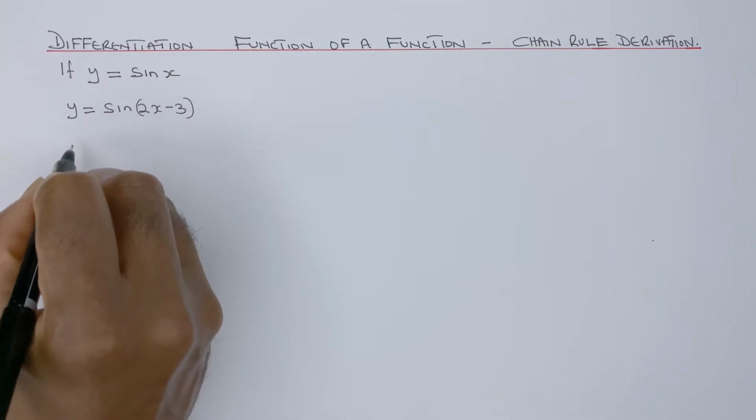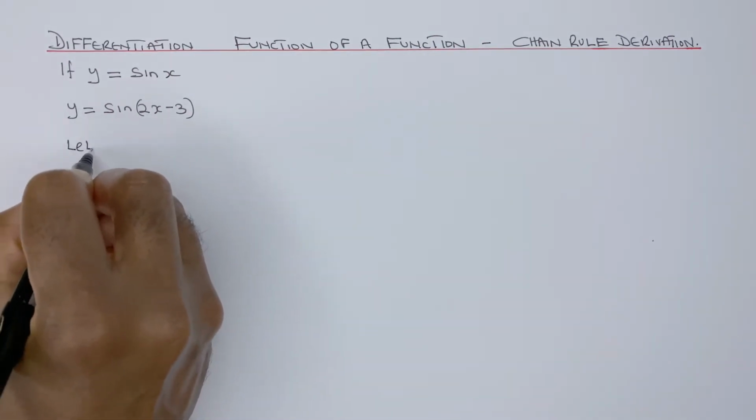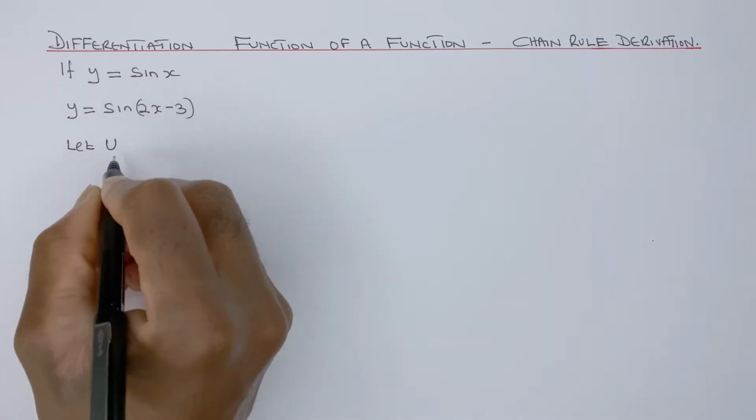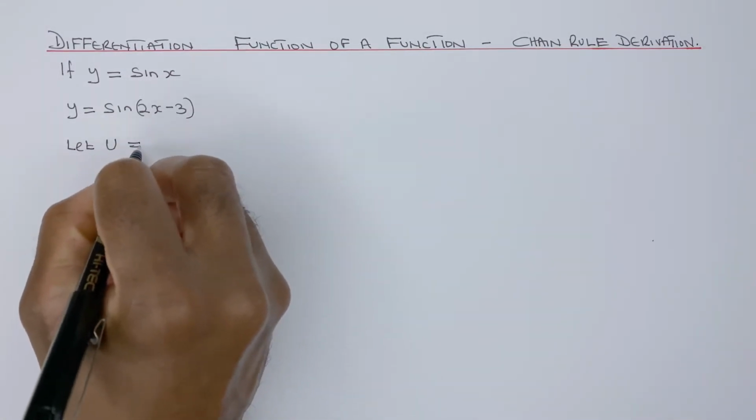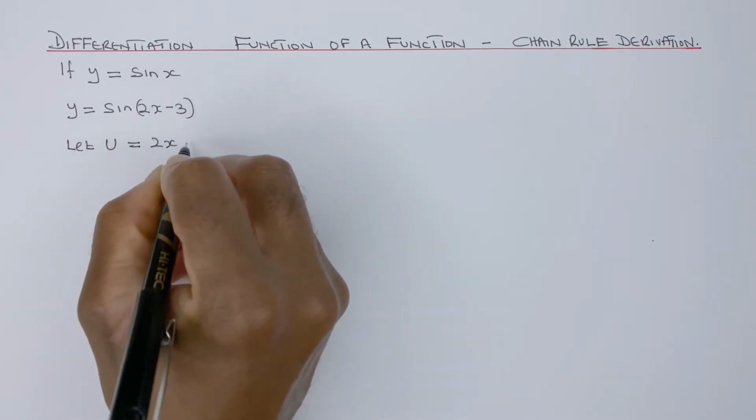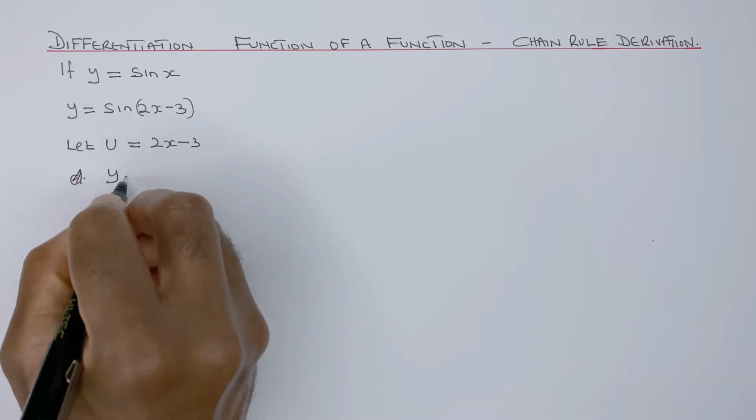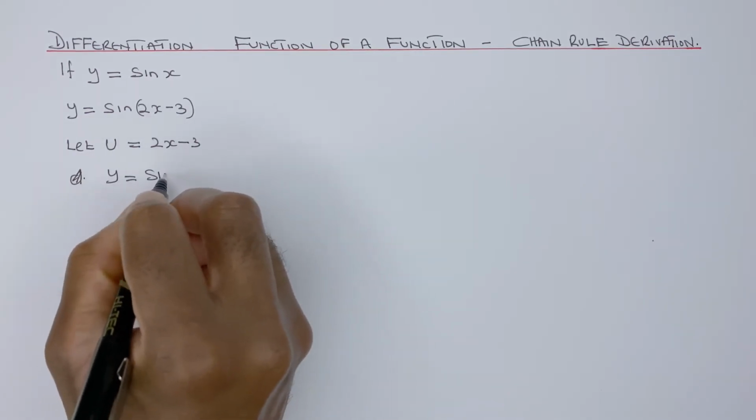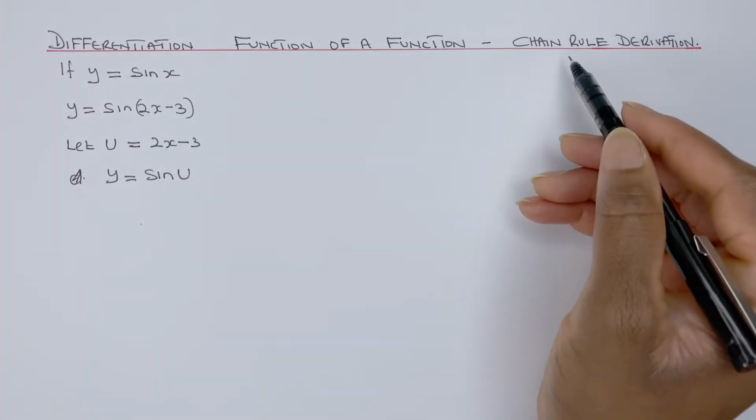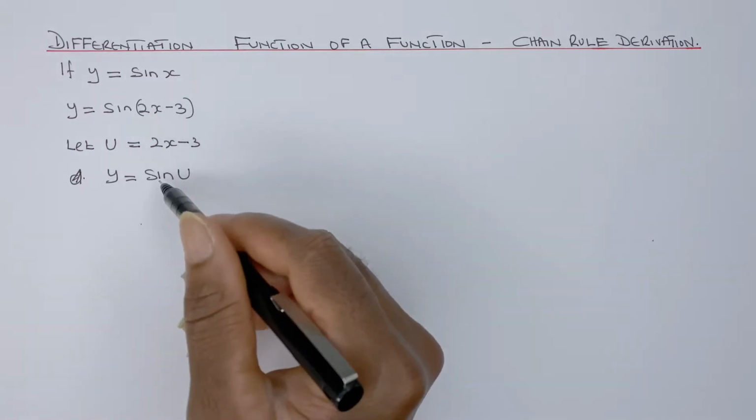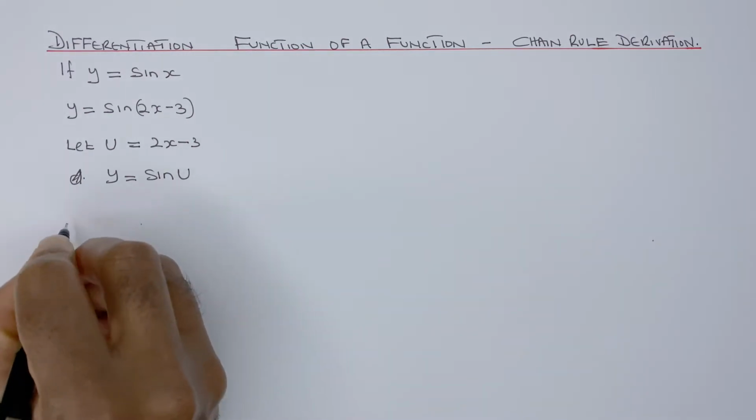Right, so in this situation, what we will do is we say let u or v or t or whatever you like, let u equals 2x minus 3. And then we can say y equals sine u. Okay, so now we need to derive a function that would help us to be able to solve this. So this derivation is what we're going to do now.